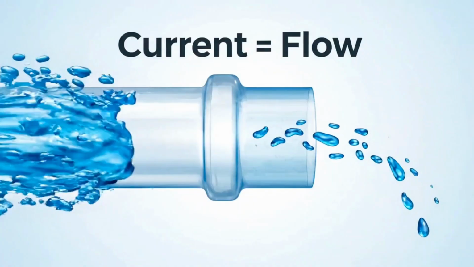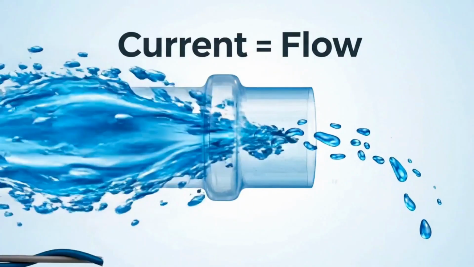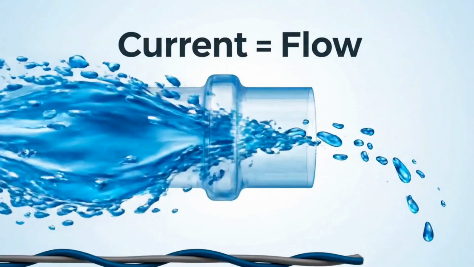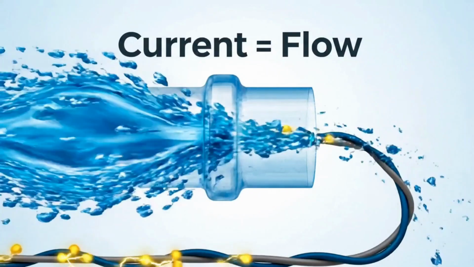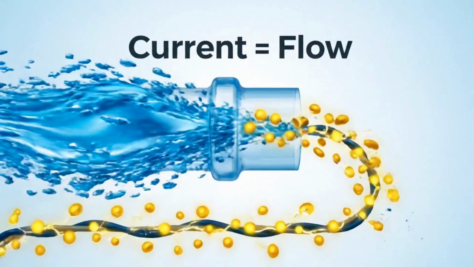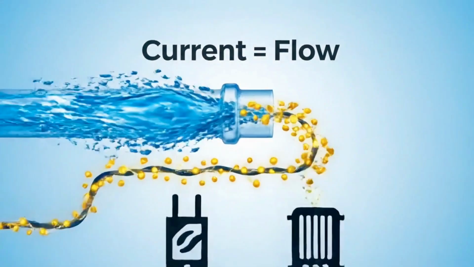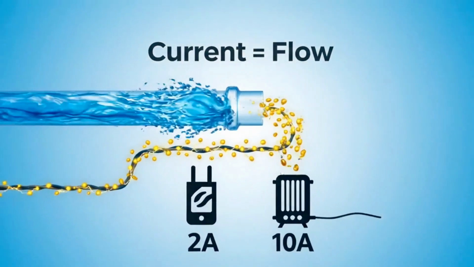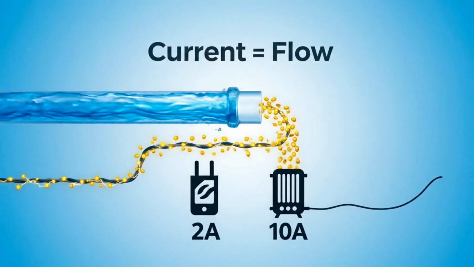Current is the actual flow, how much water moves through the pipe each second. In electricity, current is how many electrons flow per second. It is measured in amperes. Phone charging is 1 to 2 amperes. A room heater is 8 to 10 amperes.